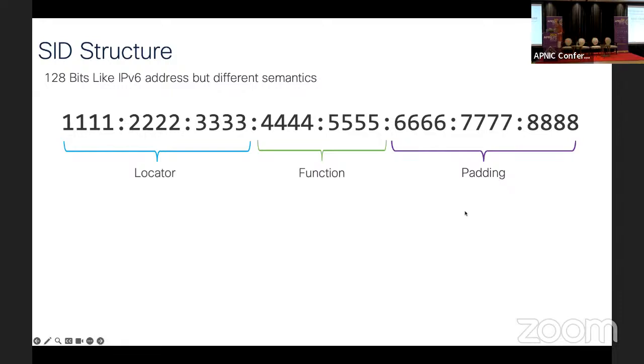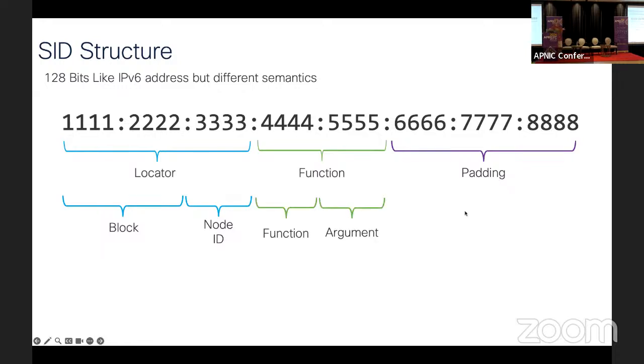It's just redundant. We can split the locator further into the locator block and node ID. And the function we can split into a function itself and an argument. Argument like the argument in a programming language, right? In a programming language, you have the function and argument, or sets of arguments, and you're passing that to the function.